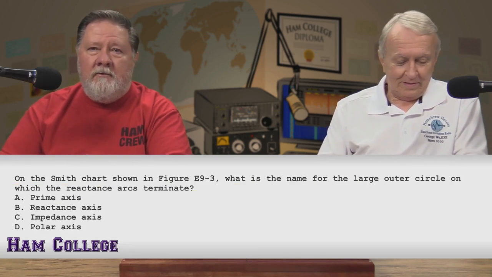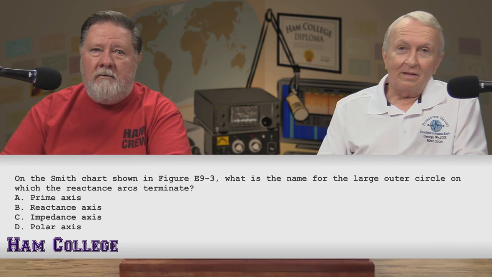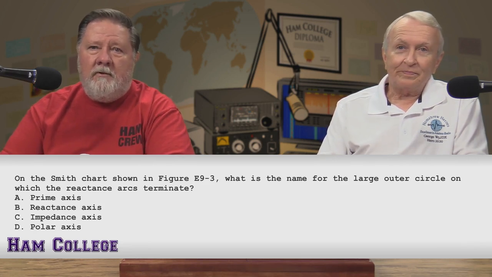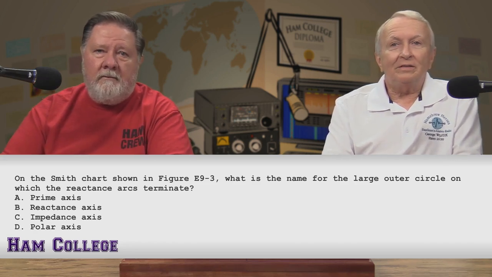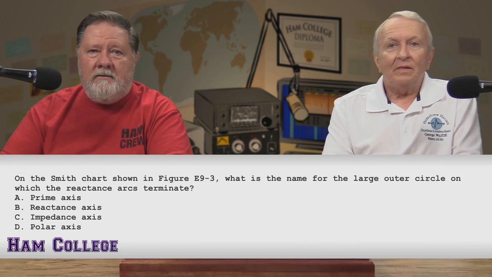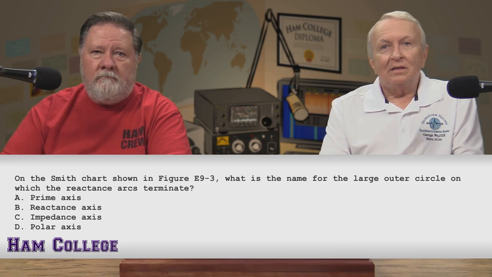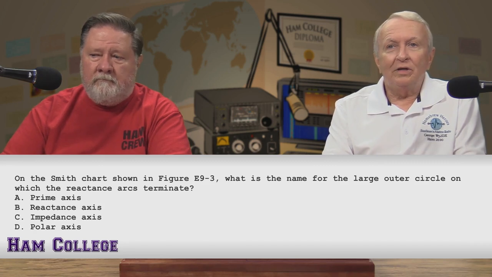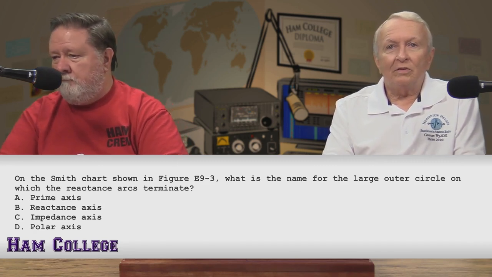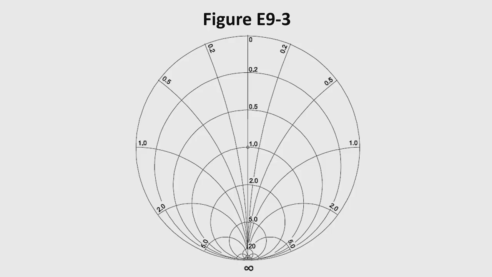On the Smith chart shown in figure E9-3, what is the name for the large outer circle on which the reactance arcs terminate? A, prime axis. B, reactance axis. C, impedance axis. Or D, polar axis. On the Smith chart shown in figure E9-3, what's the name of the large outer circle on which the reactance arcs terminate?